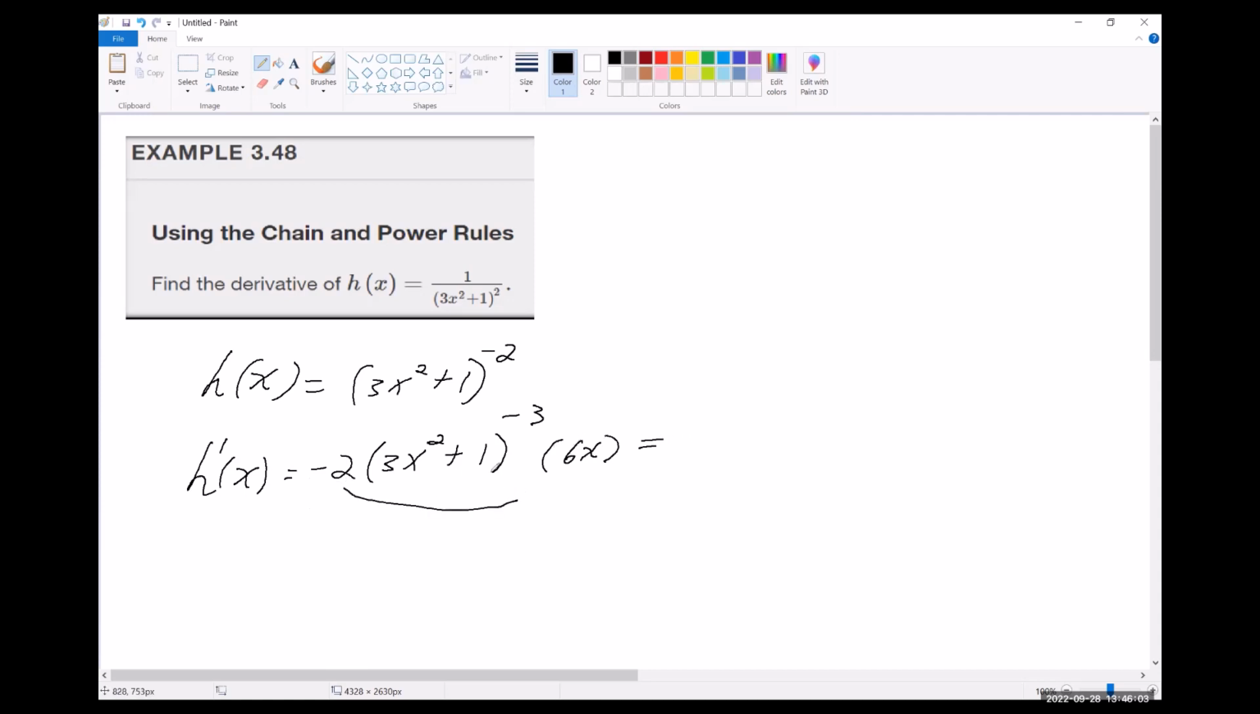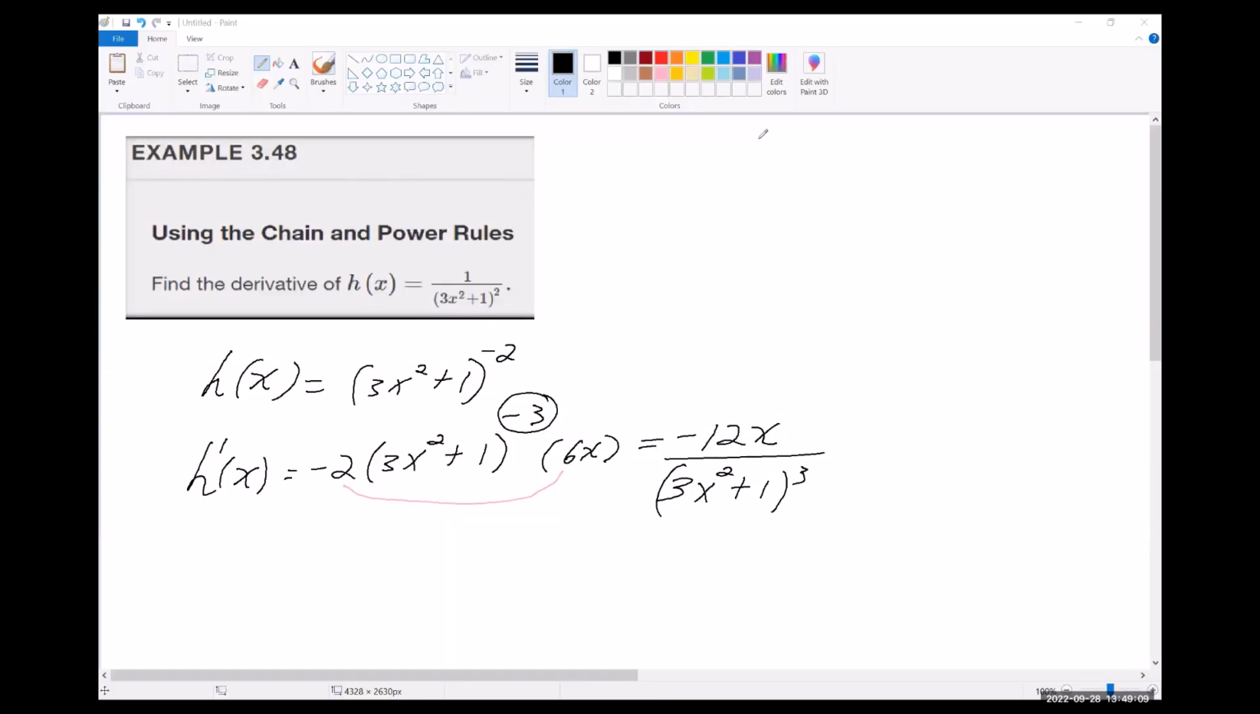Let me use a different color just to point those two things out, which is -12x, because I'm using this x over here. And since I have a negative exponent, I might as well put it back on the bottom, to the 3rd power. So that's the way you would solve that problem with the chain rule.